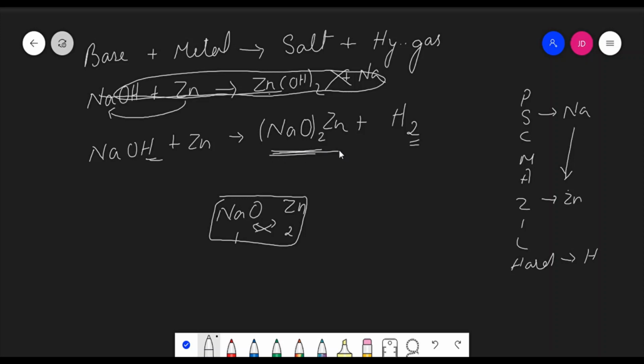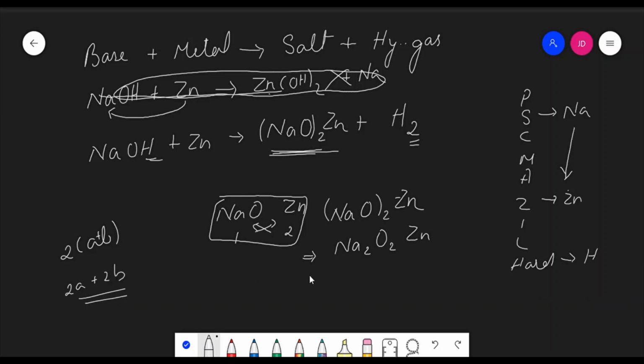In your book, this compound is written in a different way. NaO2Zn, or I can put that 2 for Na also because it's multiplied. Just like 2 into (A plus B), we can write 2A plus 2B, similar. So 2 sodium, 2 oxygen. And let's put the metals in front. Na is a metal, zinc is a metal, oxygen non-metal, so backside. So this salt is given in this form in your book. So I hope you got it, how we got that compound. The name of this compound is sodium zincate.